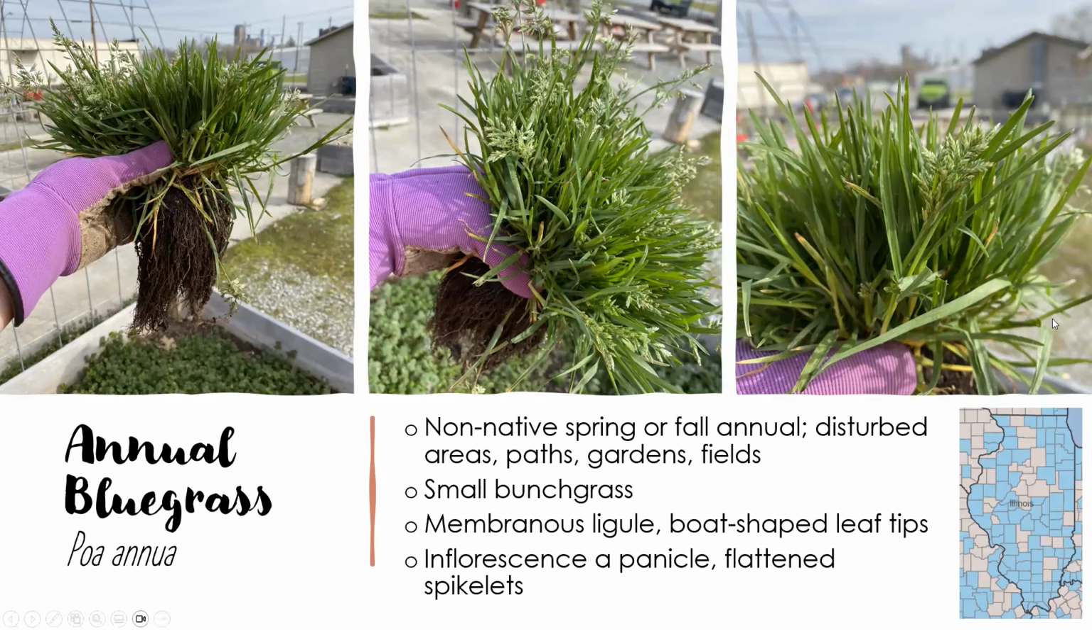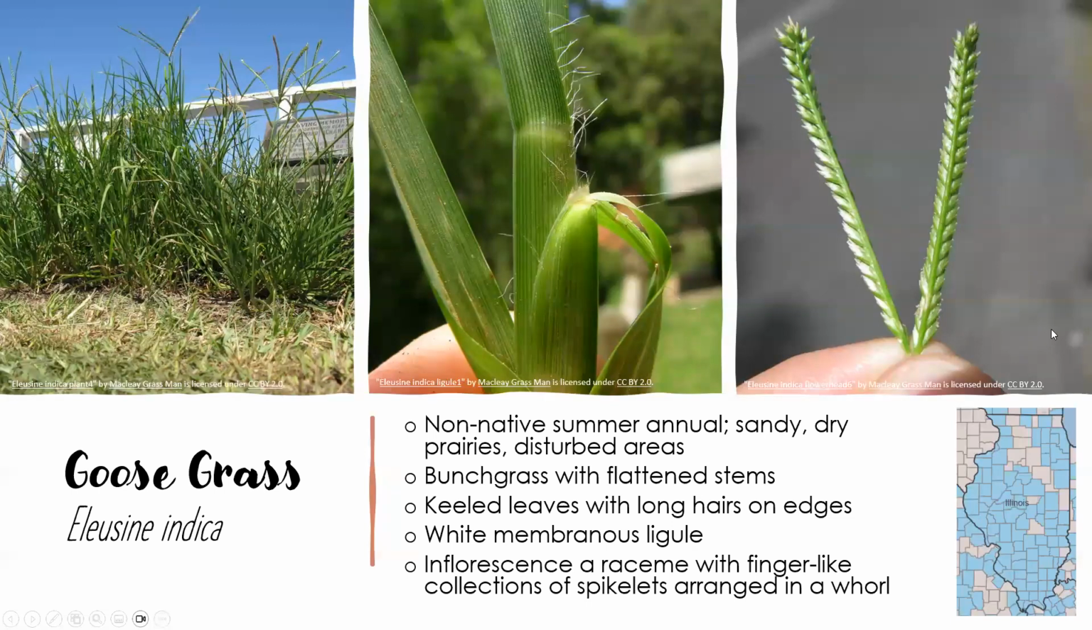Okay, annual bluegrass. Next up is goose grass. This is another one that I couldn't believe I didn't have any pictures of. Another weedy one that you're probably super familiar with and that you've seen in your lawn or in other disturbed areas. So goose grass is going to be a bunch grass. It has a flattened stem. I didn't talk about this earlier, but most grass stems are round. Some of them can be a little bit flattened though. So this one here, you can kind of see that it's not round, it's kind of squished.